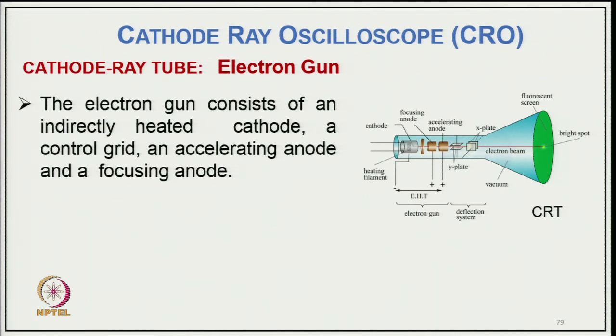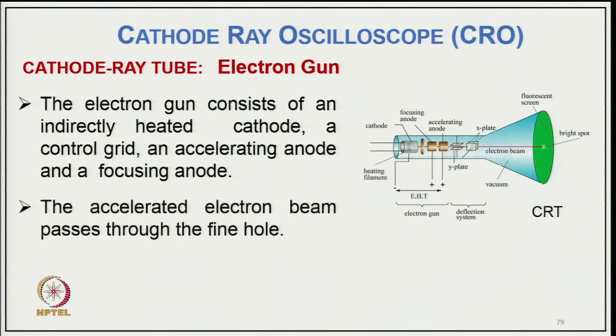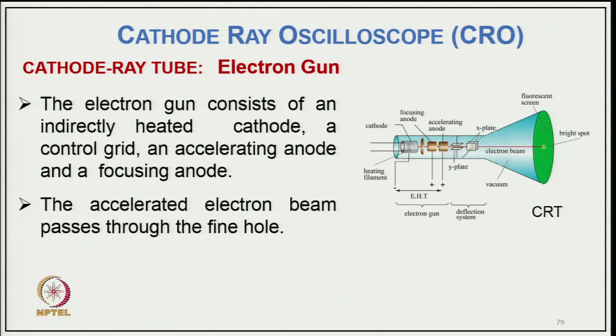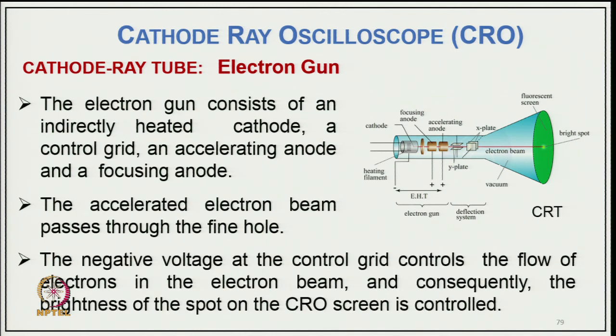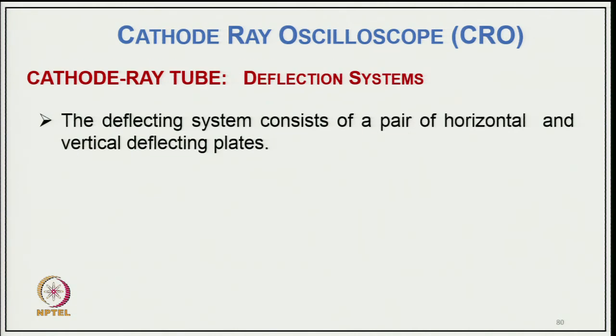In the cathode ray tube there is an electron gun. The electron gun consists of an indirectly heated cathode, a control grid, an accelerating anode and a focusing anode, and the accelerated electron beam passes through a fine hole. The negative voltage at the control grid controls the flow of electrons in the electron beam, and consequently the brightness of the spot on the CRO screen is controlled.